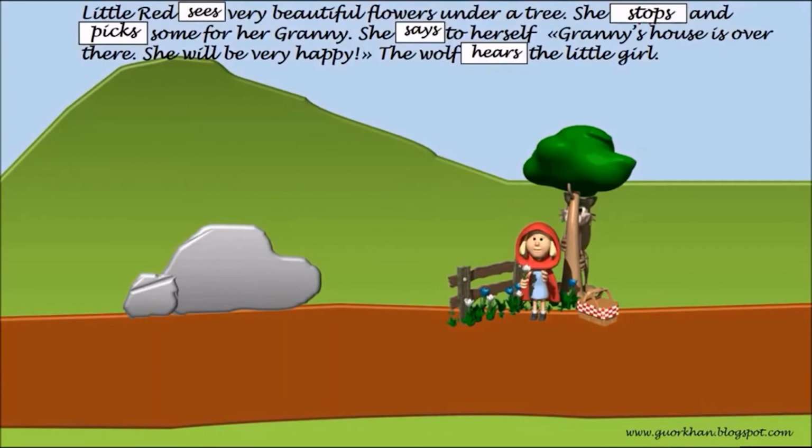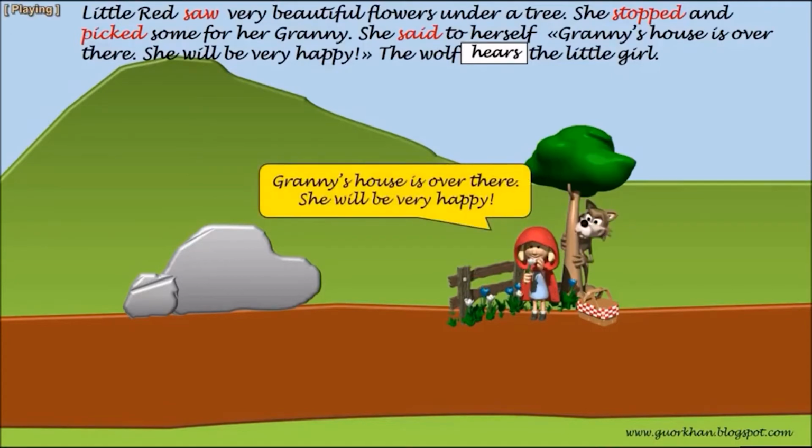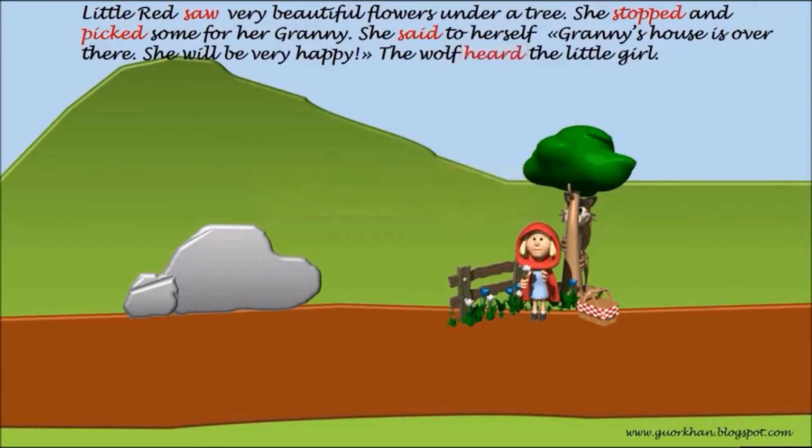Little Red sees. Now, sees is simple present. Simple past, saw. Saw very beautiful flowers under a tree. She stopped and picked some for her granny. She said to herself, Granny's house is over there. She will be very happy.